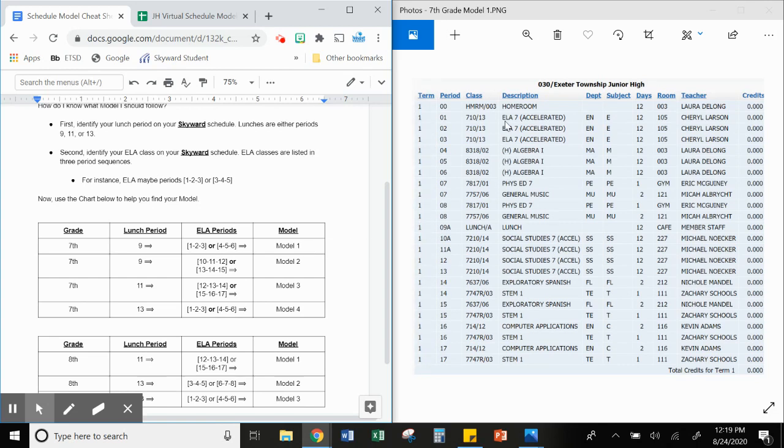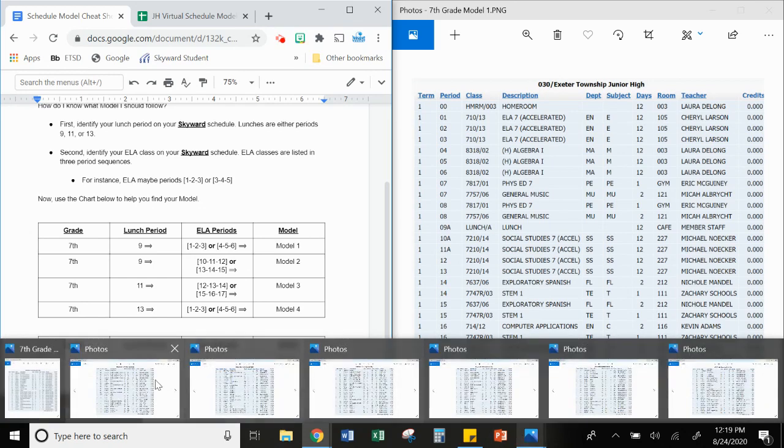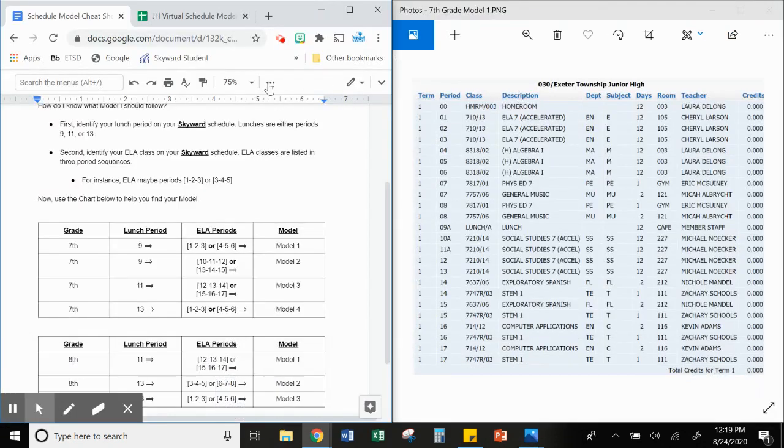It is possible for a Model 1 student to also have ELA periods 4, 5, and 6. So as long as you can figure out where your lunch period is on your Skyward schedule and where your ELA periods are, utilizing the cheat sheet, it will tell you what model you are to follow. So let's move on to a Model 2 student so that you can see what that looks like, a 7th grade Model 2 student.